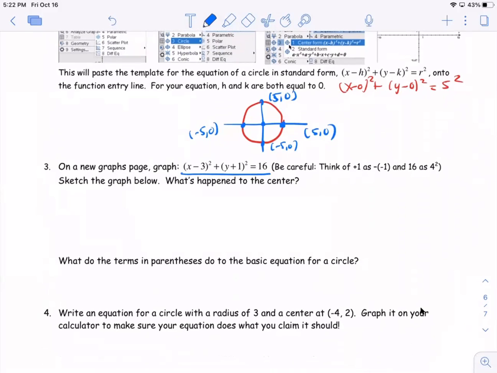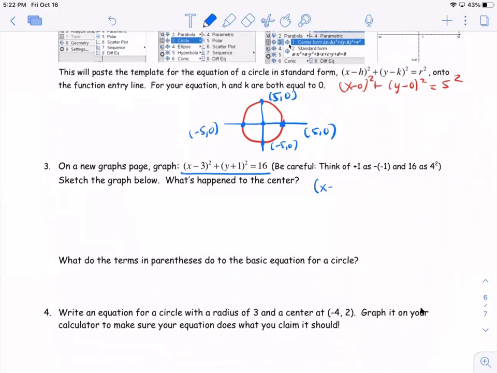And when we enter that, we're going to enter x minus 3 squared plus, if I want it to be y plus 1 squared, it's going to be y minus, because the formula is always minus the value. So I'm going to put y minus -1 squared. And for 16, that's going to be 4 squared. So let's go to a calculator page, and we'll go ahead and put this in.